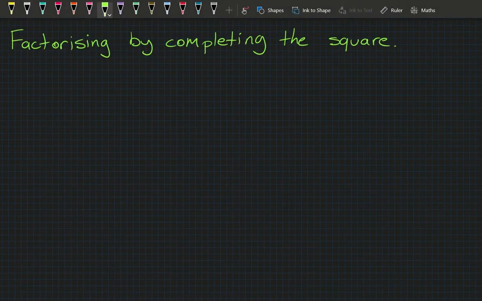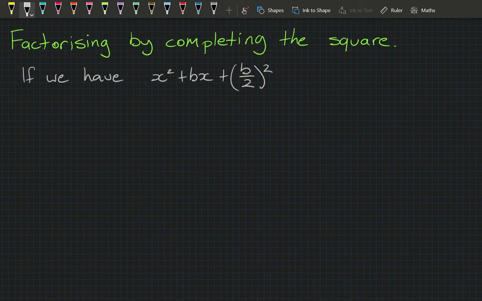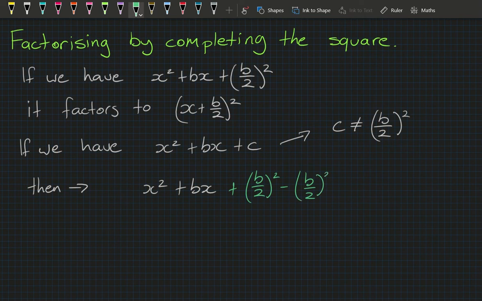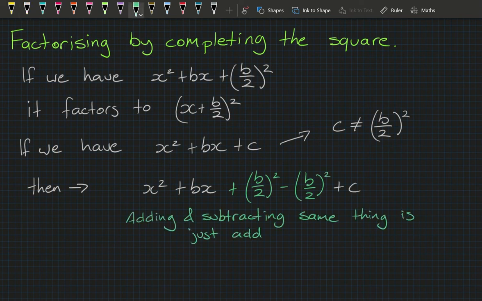Alright, as we've covered in the introduction, if we have x squared plus bx plus b on 2 squared, it factors to x plus b on 2 all squared. But if we have x squared plus bx plus c, and c is not equal to b on 2 squared, then if we add and subtract b on 2 squared, we don't change anything, because adding and subtracting the same thing is just adding 0.